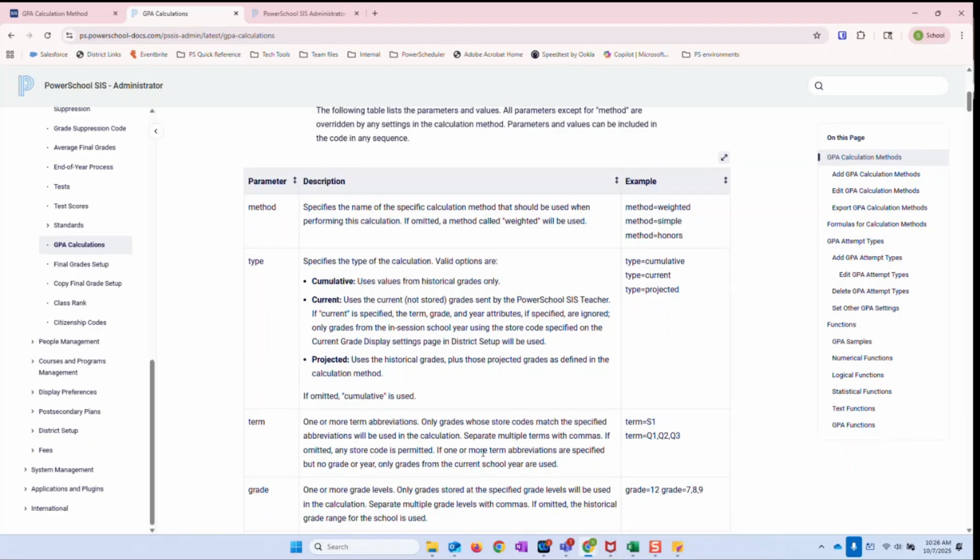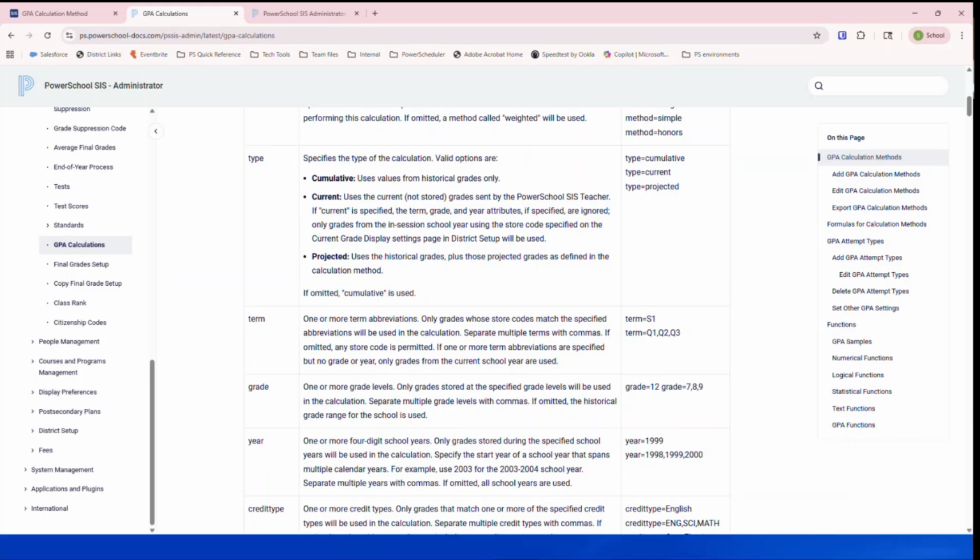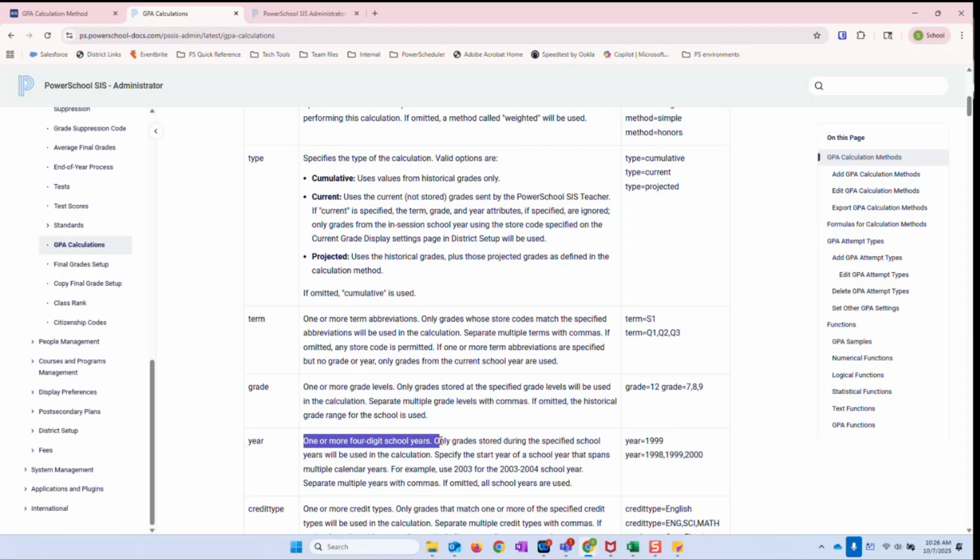There are some weird combinations that will come up from time to time, but this will explain that. It does a good job. So it's one or more 4-digit school years, and only grades during the specified year will be used. But if it's blank, it's using the current year. Okay.